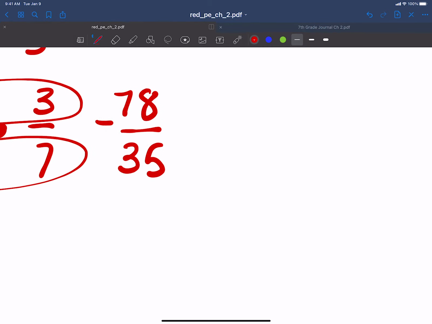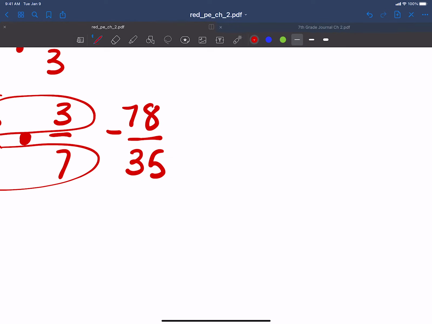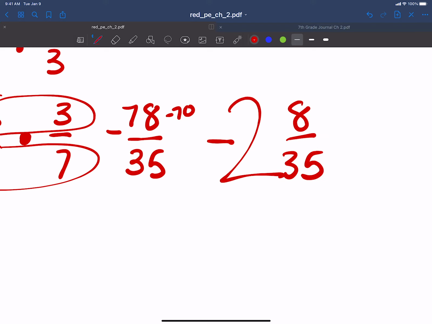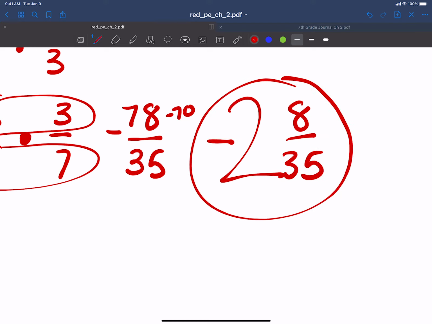Now, how many 35s can come out of 78 without going over? 2. What is 35 plus 35? 70. So subtract 70 from 78, that's 8, so it's 2 and 8/35, and keep my denominator. Keep that negative, guys.